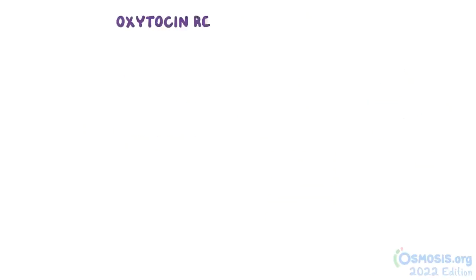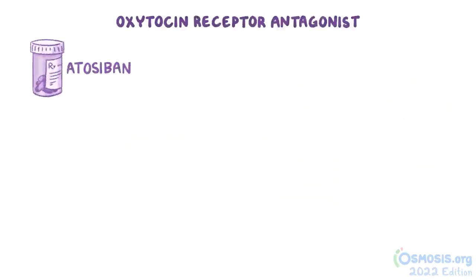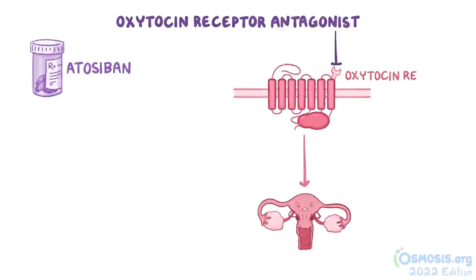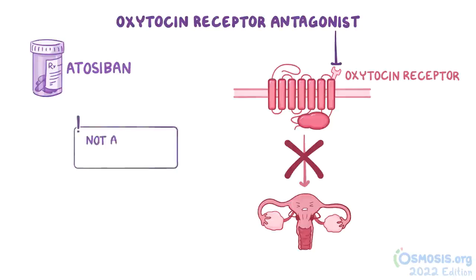Finally, the oxytocin receptor antagonist, atosiban, binds and inhibits oxytocin receptors, blocking the signaling pathway that leads to uterine contractions. However, although several studies have shown that it could be a first-line medication with no major risks, it's not approved by the FDA in the United States.